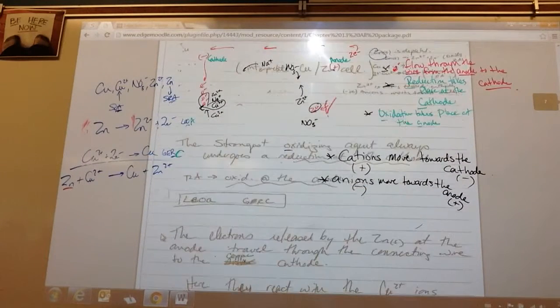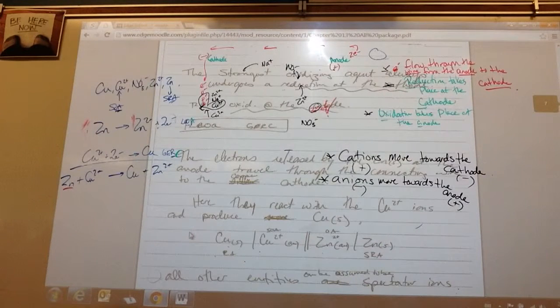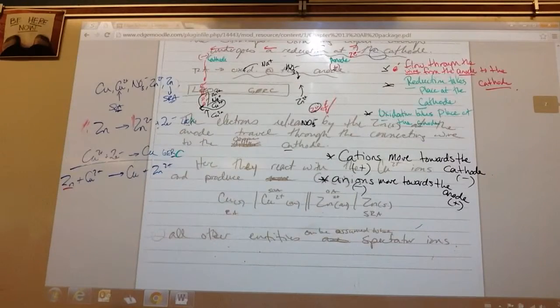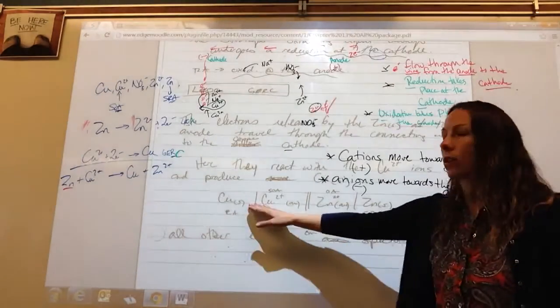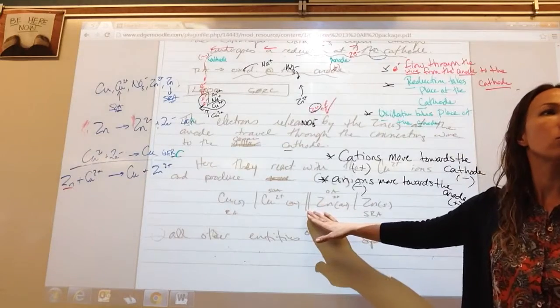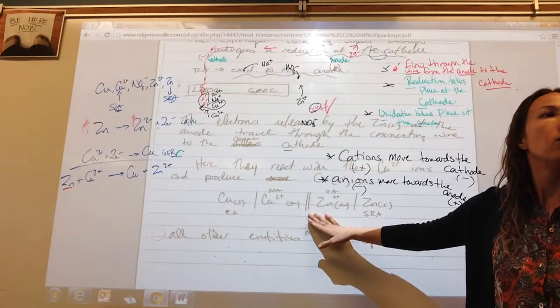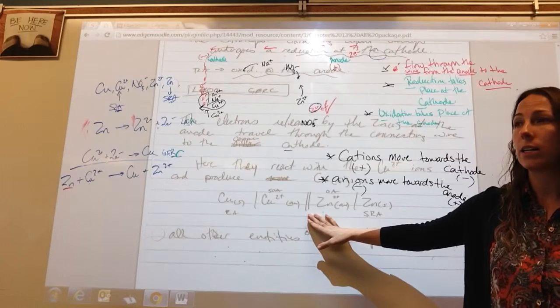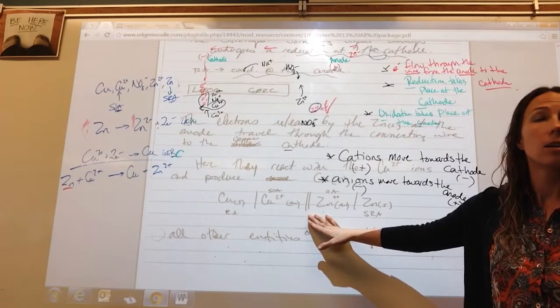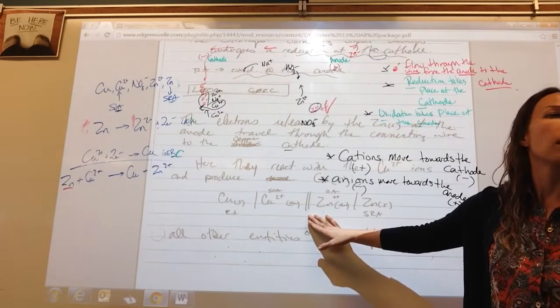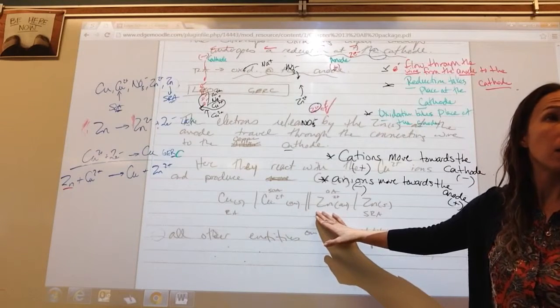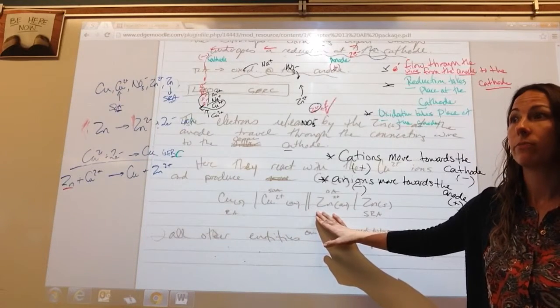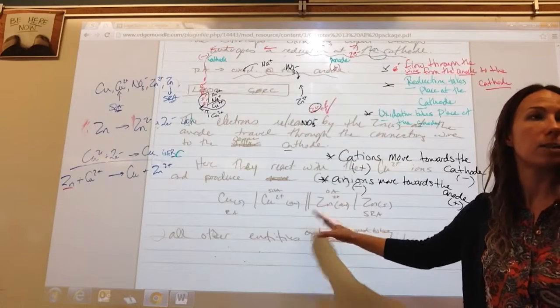LiOA and GERC, we already covered that. The electrons released, we covered that. Here they react with the Cu2+ ions to produce more copper, we already covered that. There's your species list. So here's another way of writing the cell notation. What have I taken out? The NO3 minus. Why was I allowed to do that? Right, I'm just showcasing the actual players, not the spectators. So I've taken the spectator ions out.